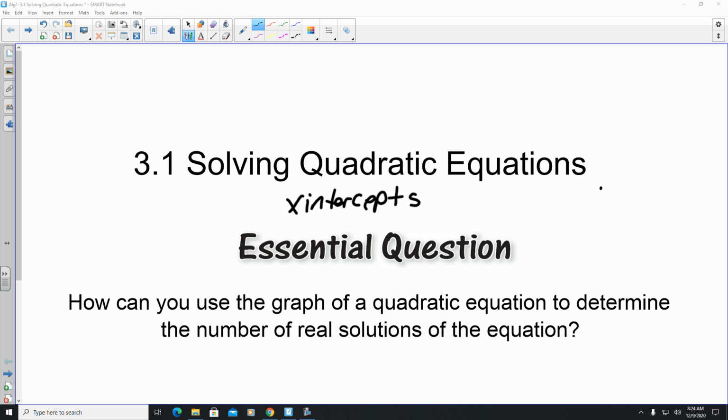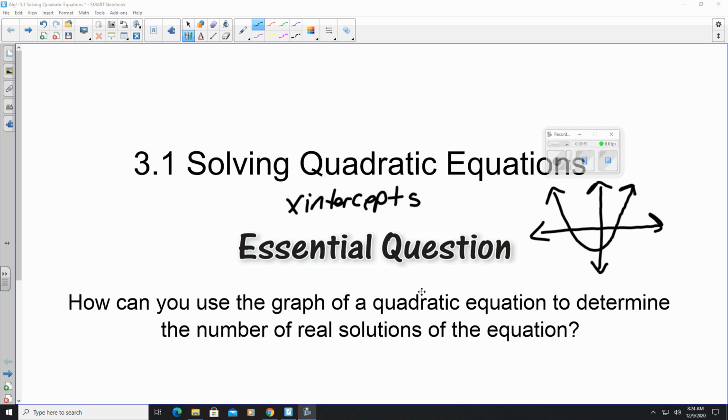So we've got our graph, it looks something like this. And then you have a parabola that could potentially look like that. These points here are representations of your x-intercepts, and that's how you would solve the quadratic equation, by identifying what those points are.